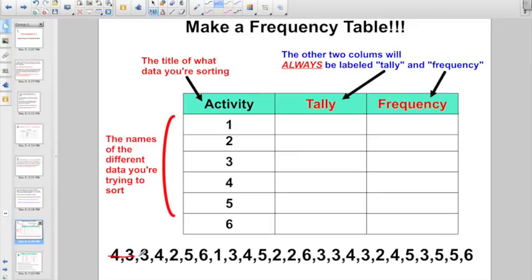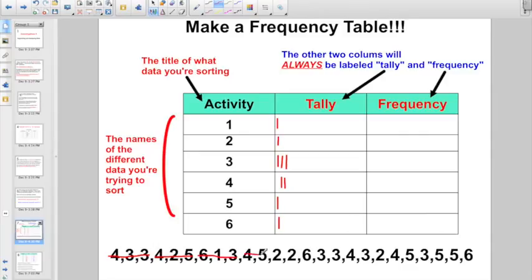I'm going to start off with my first 3 numbers, a 4, a 3, and a 3. So the first thing we want to do under the tally column, I had a 4, so I'm just going to put one little line there, and then 2 3s. So we all know how to make those tally marks, right? Now I have a 4, a 2, and a 5, so let's keep making tally marks. 4, 2, 5. Now I have 6, 1, 3. So 1 in the 6, 1 in the 1, and 1 in the 3.